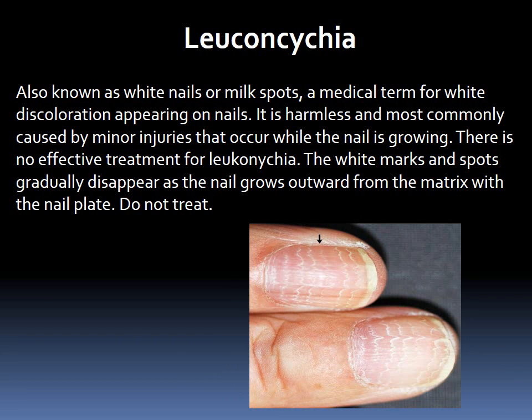Leukonychia, also known as white nails or milk spots, a medical term for white discoloration appearing on the nails. It is harmless and most commonly caused by minor injuries that occur while the nail is growing. There is no effective treatment for leukonychia. The white marks and spots gradually disappear as the nail grows outward from the matrix with the nail plate. Do not treat.